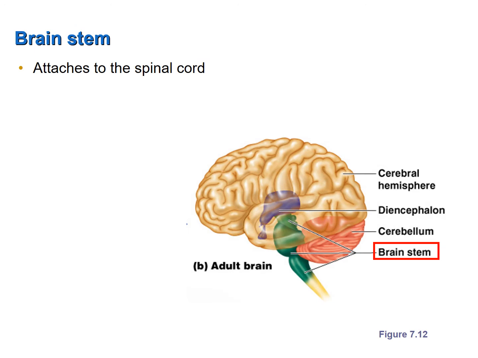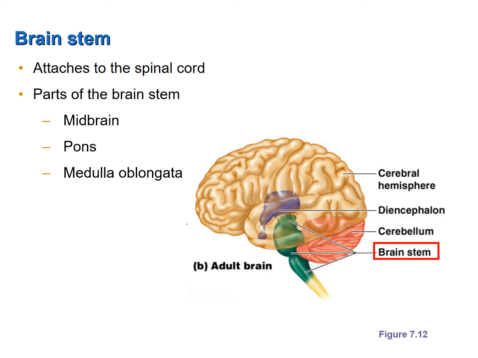The third region of the brain is the brainstem, shown in green. I suspect it's called the brainstem because it very much looks like a stem. If you thought of the cerebrum as a mushroom cap, the brainstem looks very much like a stem. The brainstem consists of three parts: the midbrain, the pons, and the medulla oblongata.